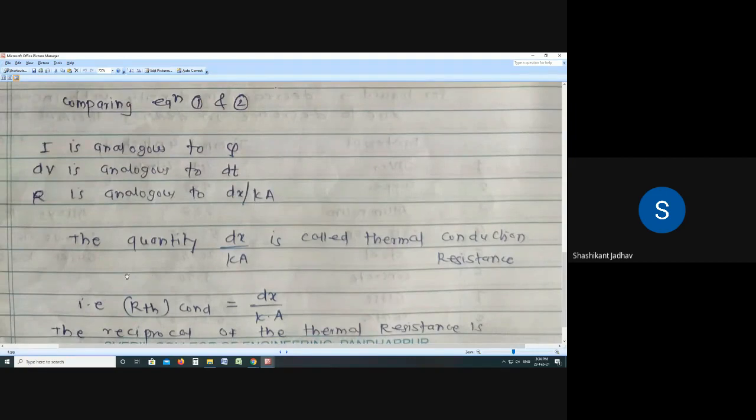Okay, so write down next line. The quantity dx by k is called thermal conduction resistance. म्हणजे जी काही हीट ट्रान्सफर कंडक्ट होणार होती, त्या हीटला कोण अपोज करणार आहे, हा फॅक्टर अपोज करणार आहे. बिकॉज ऑफ दॅट द नेम इज गिवन ॲज थर्मल कंडक्शन रेजिस्टन्स. सो द क्वांटिटी dx by k is called thermal conduction resistance.